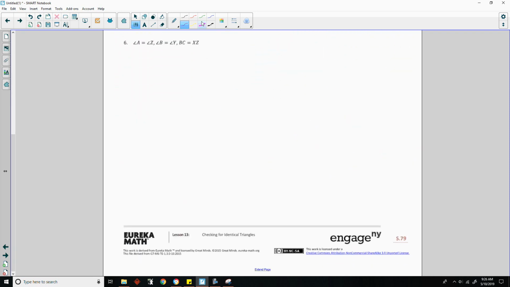One last example. All right, I have two angles, I have two sides. I like doing the sides first. I will put a side BC here and put a congruent marker on it. I will put a side XY or XZ over here, and I will put a congruent marker on it. That's done. Now I'm going to look. I don't have an A here, but I have a Z here. I have a B here, but I don't have a Y. So this is going to be a little bit different.